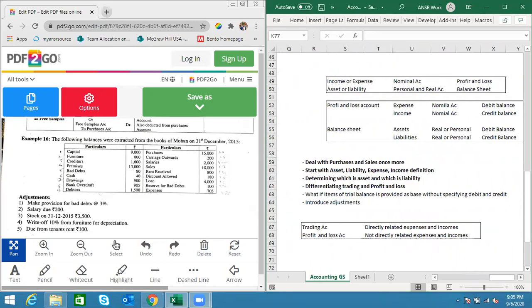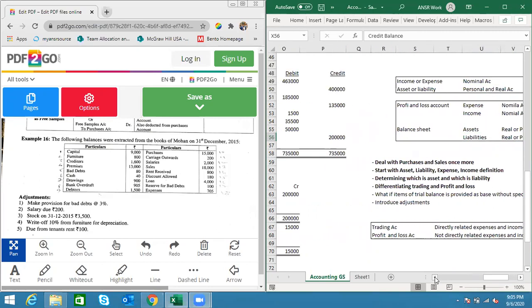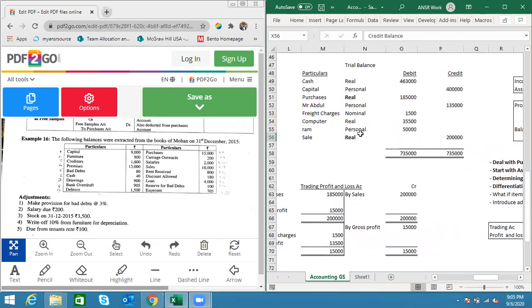If you guys remember, I had mentioned, in the balance sheet, all the personal and real accounts come in. In the balance sheet, assets will be the debit balance ones and liabilities will be the credit balance ones. I'll repeat once again. In the balance sheet, personal and real accounts will come, and assets will be the debit balance ones and the liabilities will be the credit balance ones. Now that we have determined that, let's come here.